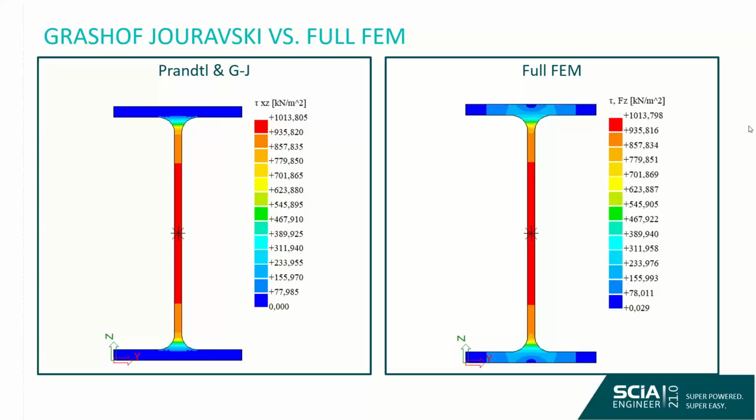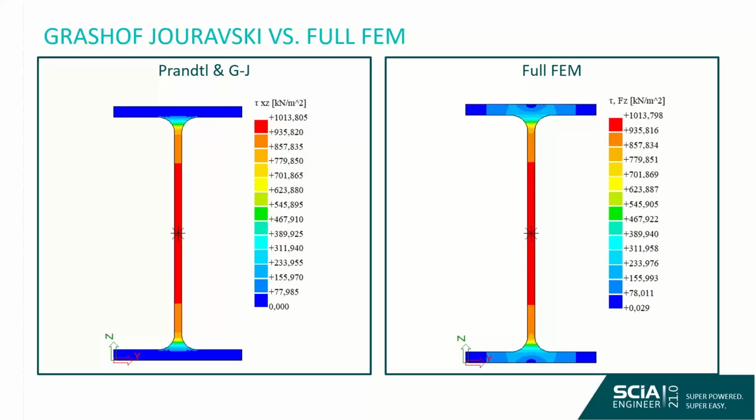I see a question. Where do we define the finite element mesh for the cross section? I will show it to you later when we go into the software, if I don't forget. If I forget, just ask again.